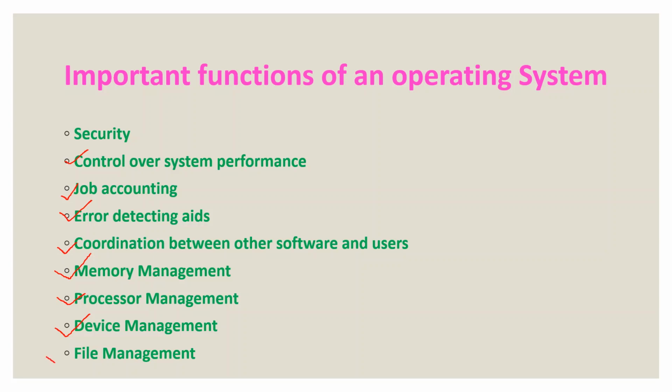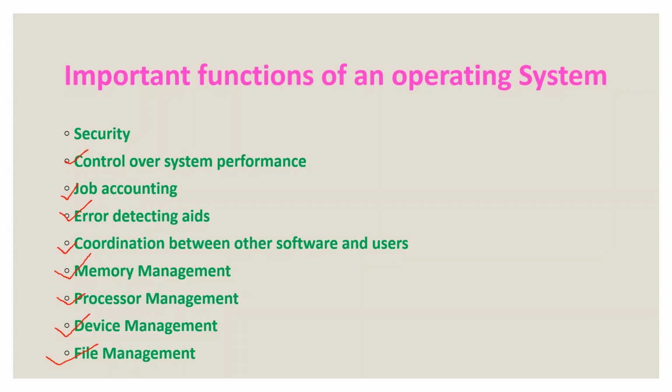Next, we have file management. A file system is organized into directories for efficient and easy navigation and usage. These directories may contain other directories and other files. The operating system carries out the following file management activities. What can be the activities? It keeps track of where information is stored, user access settings, the status of every file and more. These facilities are collectively known as the file system.